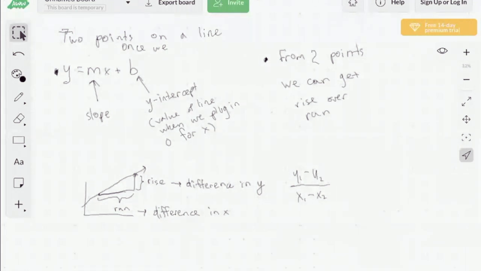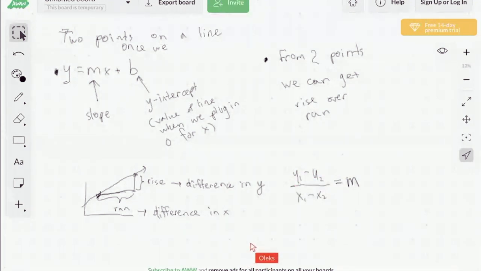And specifically from 2 points, we can get rise over run. And we can see this from here. If we have 2 random points, here and here, there will be a rise and a run from those points. And if you look here, the rise is the difference in their y-coordinates, and the run is the difference in their x-coordinates. And from this, we can derive a formula, which is this. y1 minus y2 over x1 minus x2 is our slope, so this equals m. So right away, we can find m.